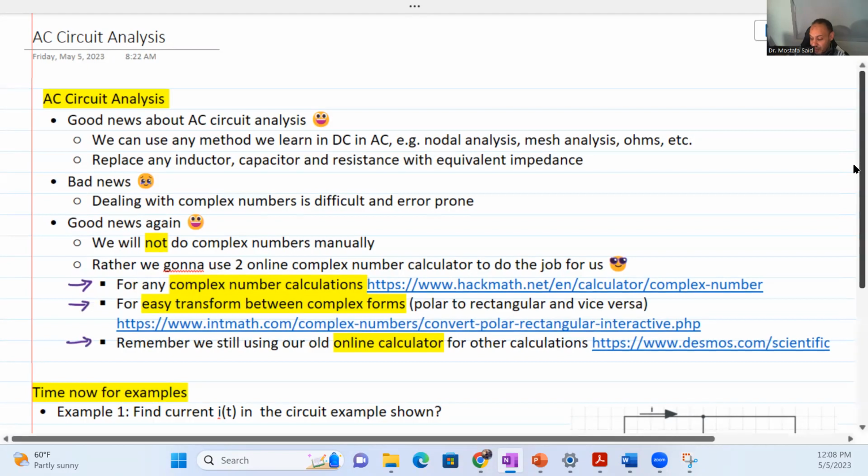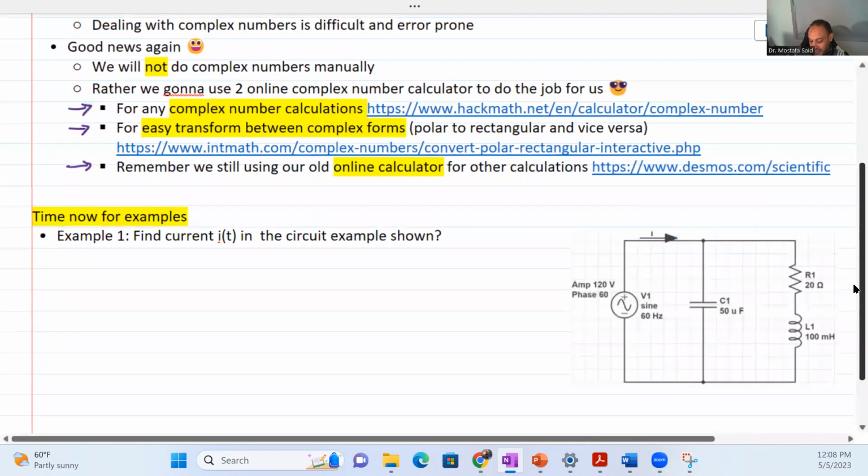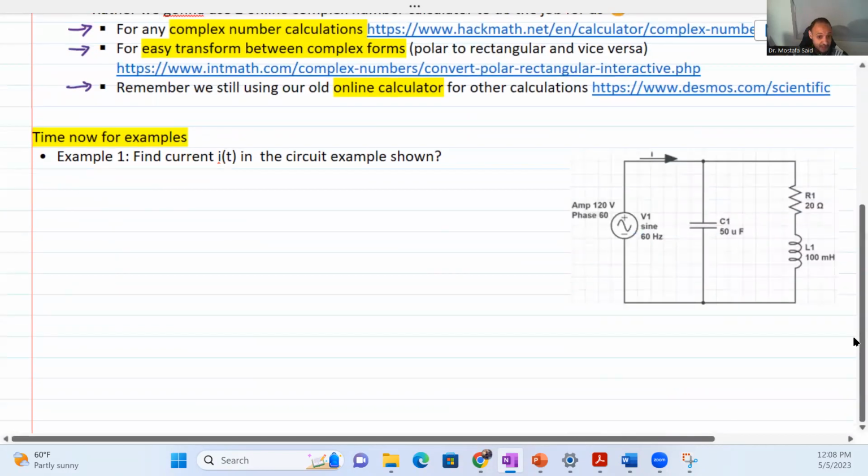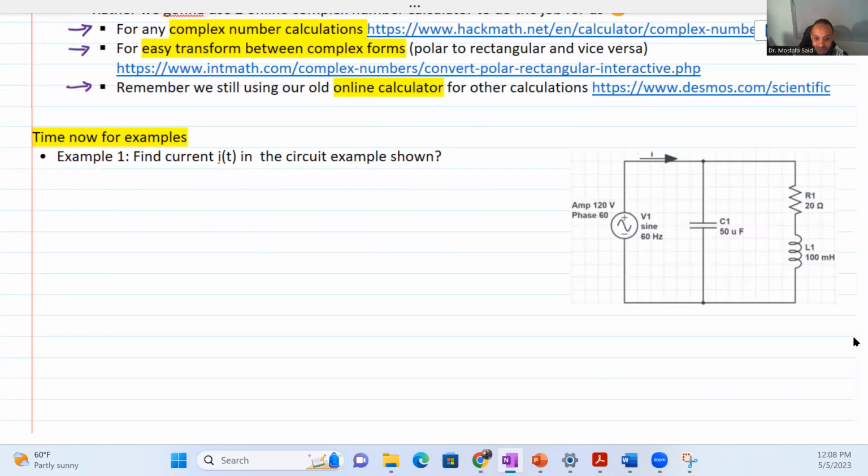Let's start with an example, and this example is simple. I'm going to solve it using Ohm's law, which is a very basic concept we learned in all circuits so far. And I'm going to give you a homework to redo this example, but using nodal or mesh analysis. And of course, you should get the same answer.